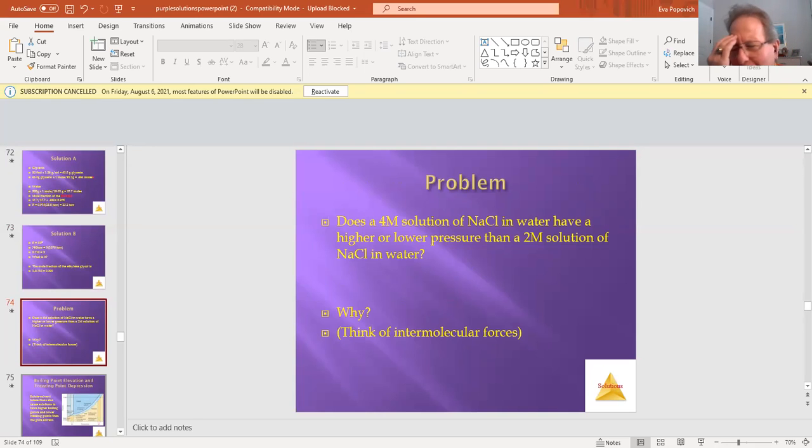I'm sorry, Leonardo, I just lost my thought. Did I ask you which one would have a lower pressure? Yeah. The 4 molar will. Do you know why, Leonardo? Or was that a lucky guess? It was just from the definition earlier you gave us about colligative properties.